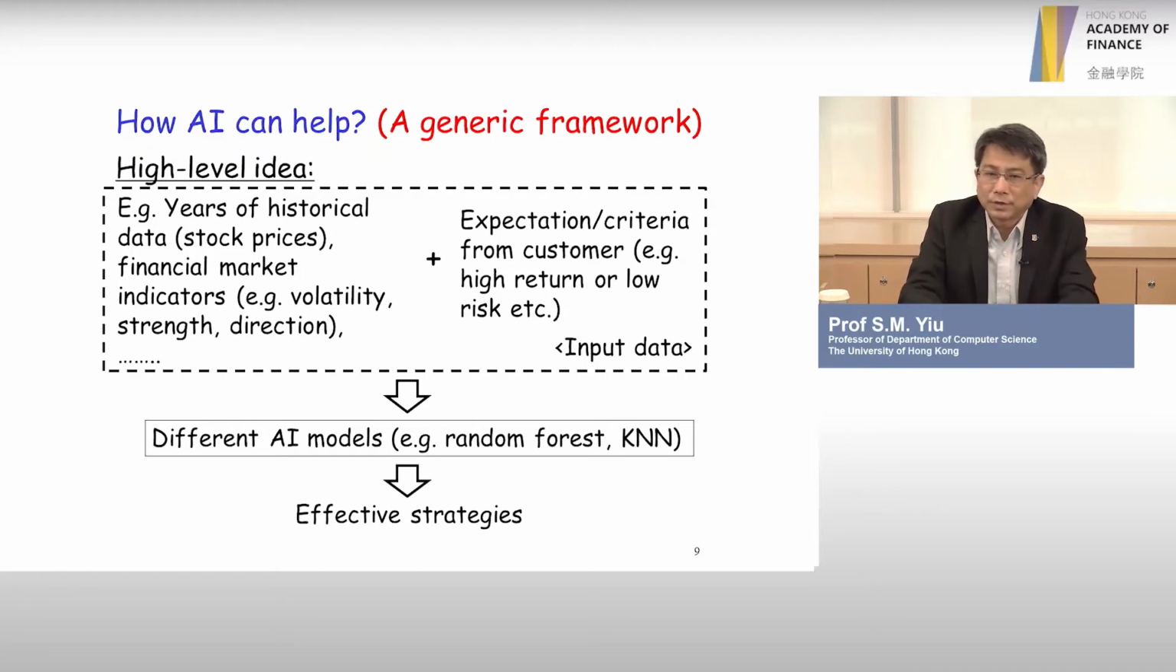And then, of course, different customers might have different expectations and different criteria. Some want high return, some want low risk. So this can be part of the input data to the AI model as well. Now, once we have the data, and probably you have heard that we have many AI models, for example, random forest, k-nearest neighbor, many of them. What we want to do is make use of different AI models and test them on the historical data. And then finally, we want to come up with some effective strategy for us to consider. Okay, so this is basically a generic framework for how we can apply AI in quantitative trading.